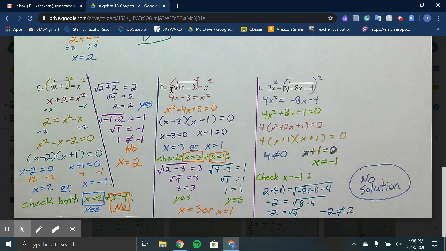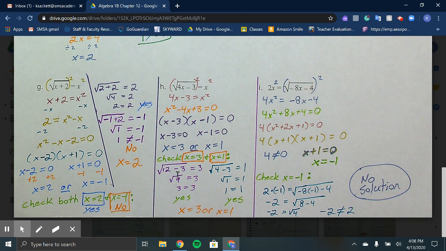So moving on to H, radical is alone, so we square both sides. 4x minus 3 equals x squared. We rearrange, so we get it equal to 0. So we have x squared minus 4x plus 3 equals 0. Now we need to factor that polynomial, x minus 3 and x minus 1. Set both equal to 0. x minus 3 equals 0, x minus 1 equals 0. Solve for x, so we have two answers to check, x equals 3 or x equals 1.